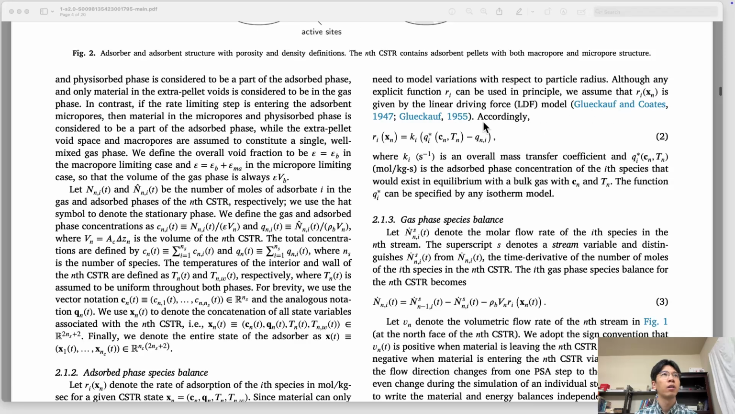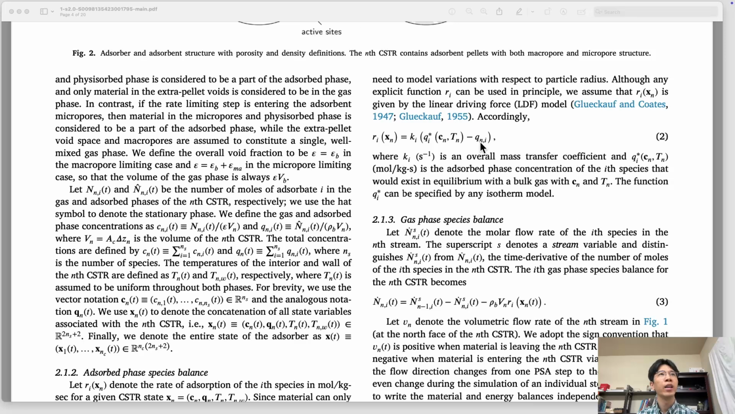And Glueckauf is basically the one who pioneered these types of lumped kinetic models. So you have some linear driving force coefficient, right? Units per second, and then you have the adsorbed phase concentration of species i in equilibrium with the gas phase concentration C, as well as the temperature in that CSTR. So this is the so-called isotherm function. This isotherm function is another type of model that we need to choose based on the different types of physics involved in our adsorptive separation system.